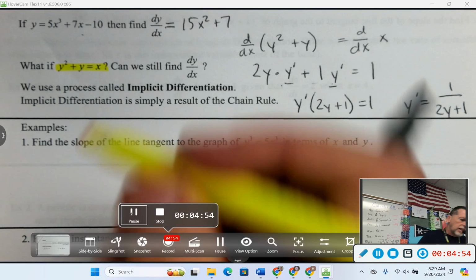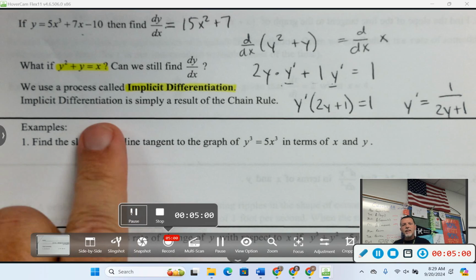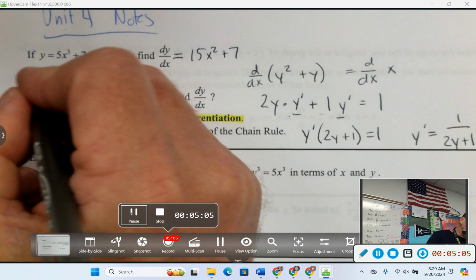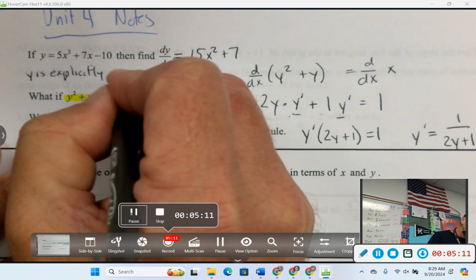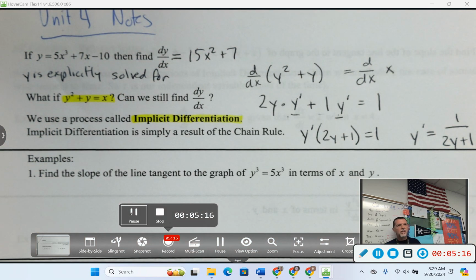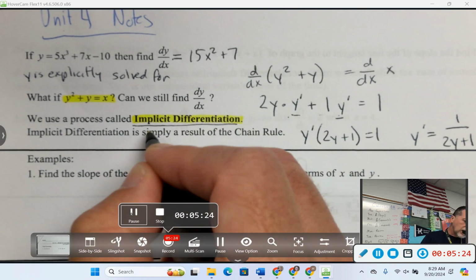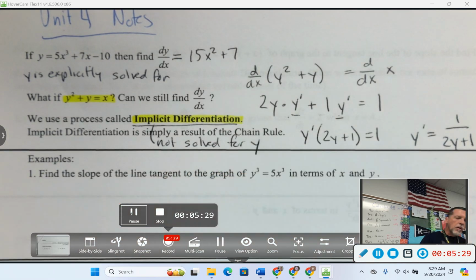That is called implicit differentiation. Implicit because, as opposed to explicit, in that first equation, y is explicitly solved for. Right? We have y equals something. That's explicit. We never use the phrase explicit differentiation. But when an equation is not solved for y, then it's called implicit differentiation.